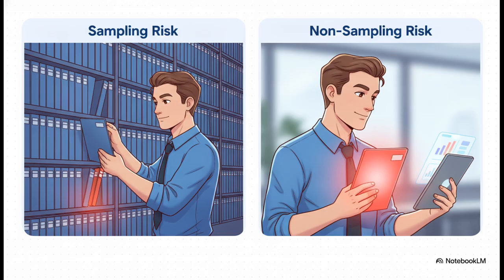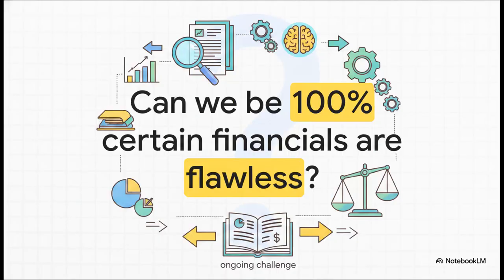Then you have non-sampling risk. This is basically human error. You pulled the fraudulent file, but maybe you used the wrong procedure, or you just misinterpreted the evidence and completely missed the crime anyway. Which leads us to a pretty profound final thought.